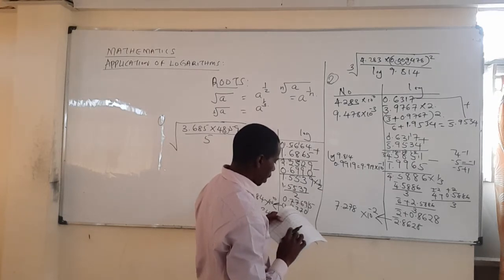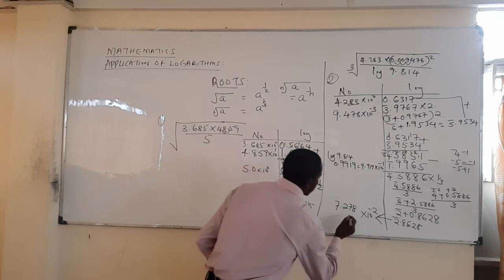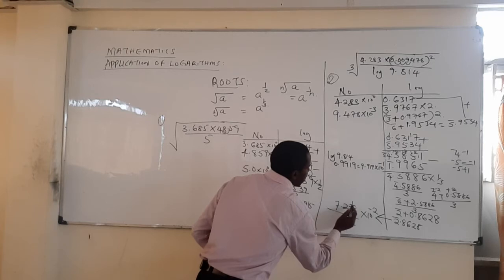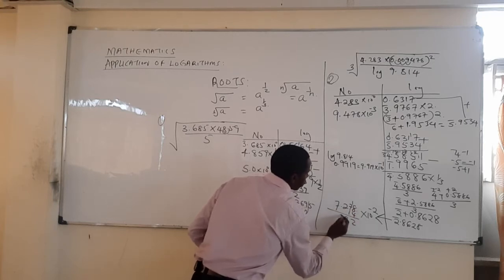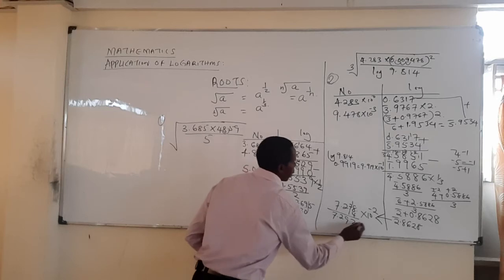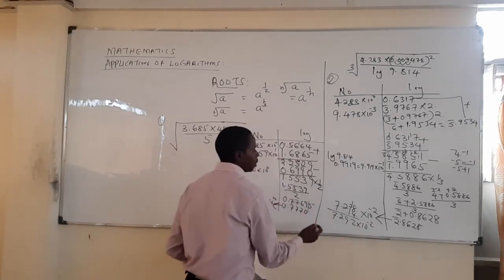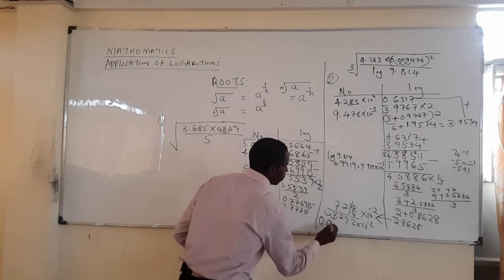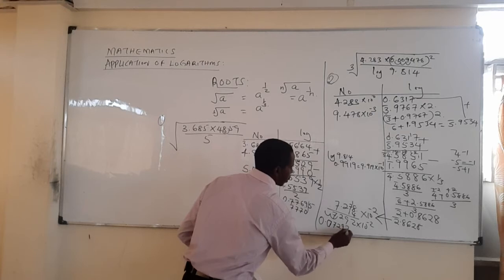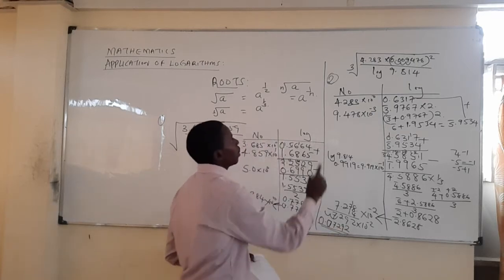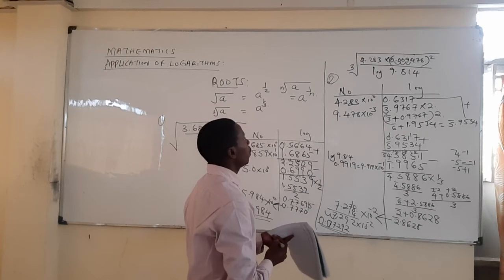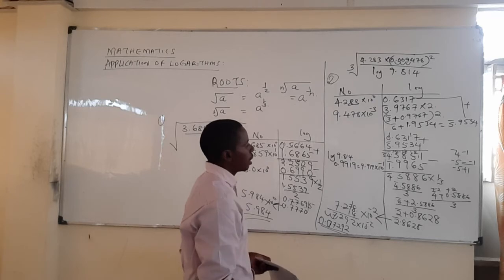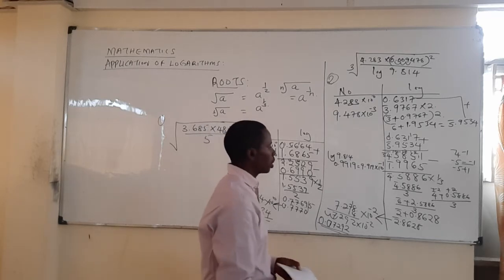Addition: 7, 8 corresponds with 14. I add the 14. We have 7.29 times 10 power negative 2. So we go backward 2 steps and get 0.07292. That is our solution when we get the cube root of those values using the logarithm. So when using logarithms, our work is a bit easy.